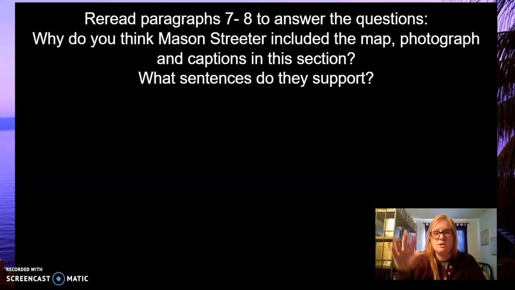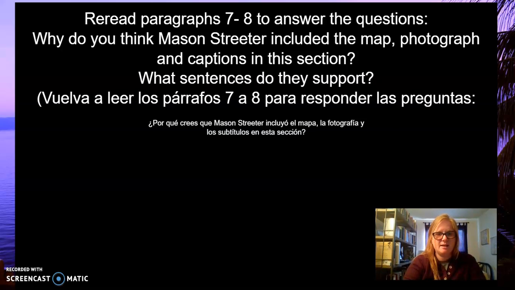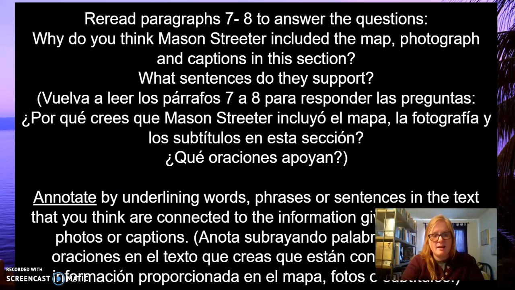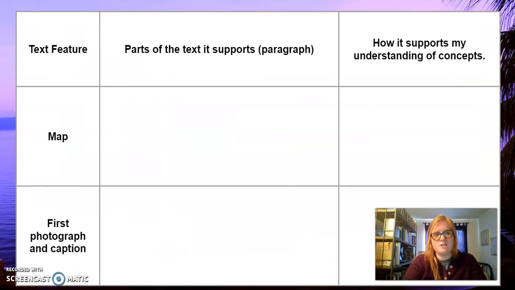Okay, so after you look at the map and the photograph and read the captions, then you're going to look at the paragraphs and go, oh, this is why he put it in there. And here it is in Spanish. Now you're going to annotate by underlining words, phrases, or sentences in the text that you think are connected to the information given in the map, photos, and captions. And I've shown you how to use the pen and the highlighter to highlight the pictures and the photos. So you could do that. And then once you've done that, you're going to do this chart.